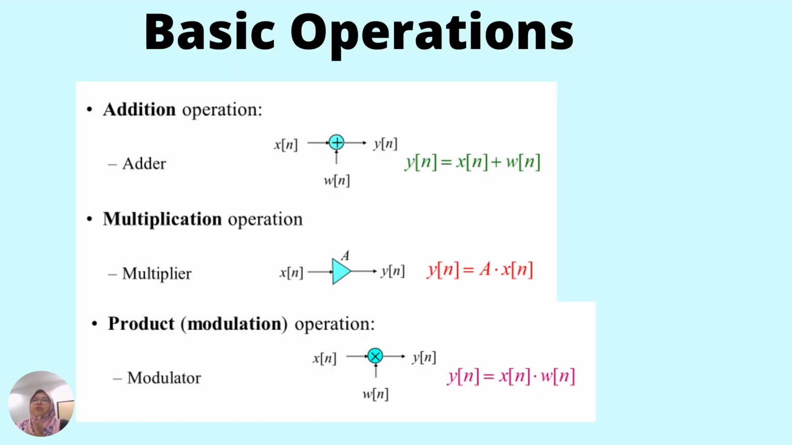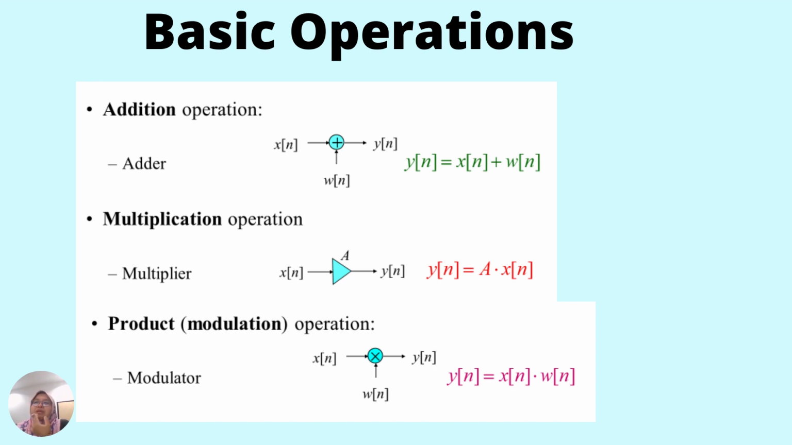The basic operations of a signal or in a system: you have the addition, the adder or summing junction. You can see that in the summing junction, two signals go in and are added. In this example, x[n] plus w[n], the output is y[n]. So you have to be aware of the direction of the arrows.